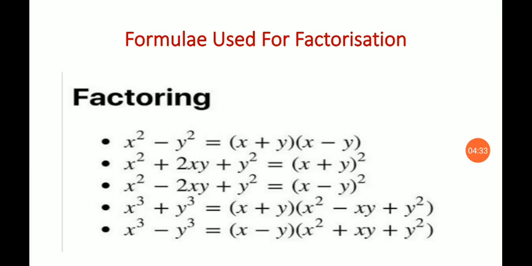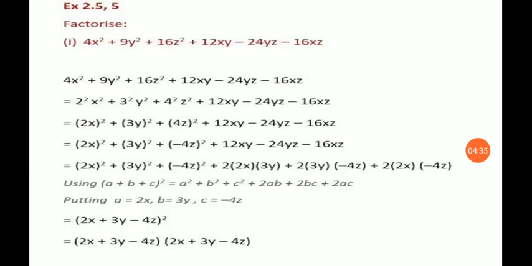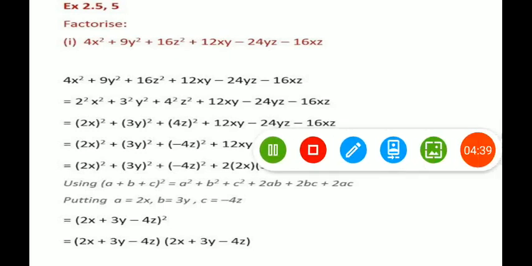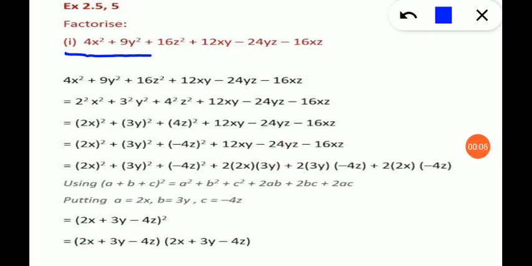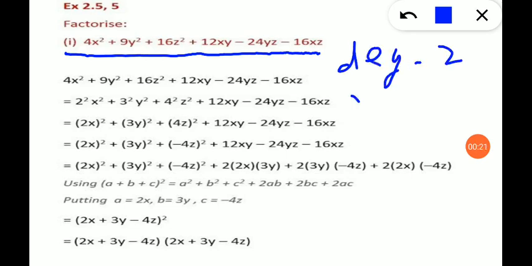Now we will start the exercise from question number 5. Question 5 says factorize 4x square plus 9y square plus 16z square plus 12xy minus 24yz minus 16xz. Here we know that it is having degree 2 and variable 3.